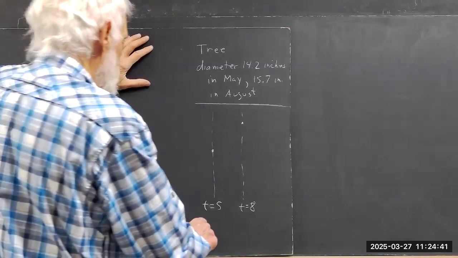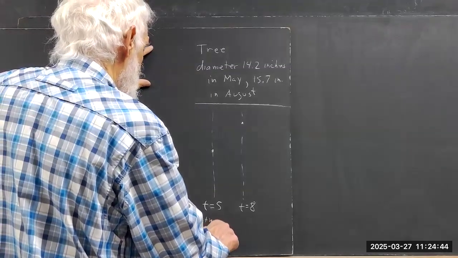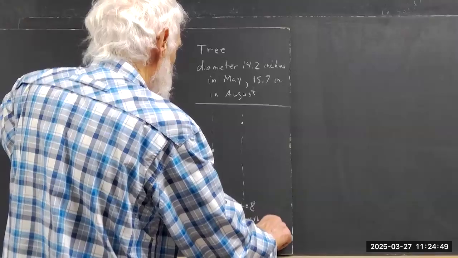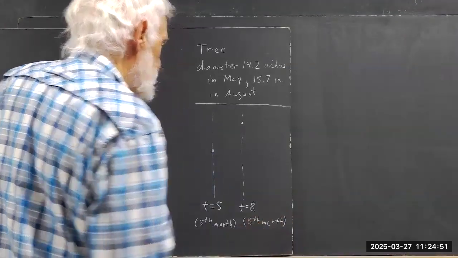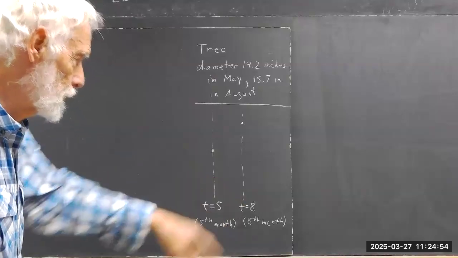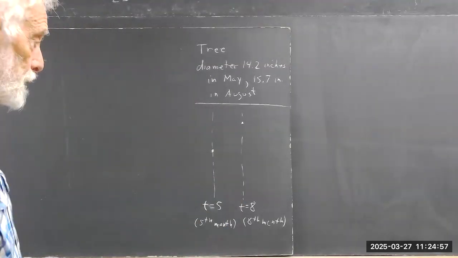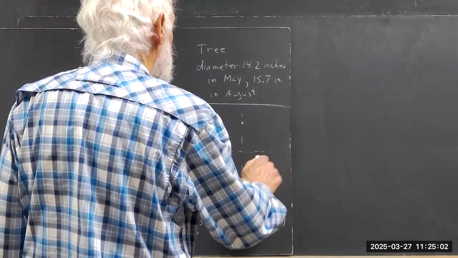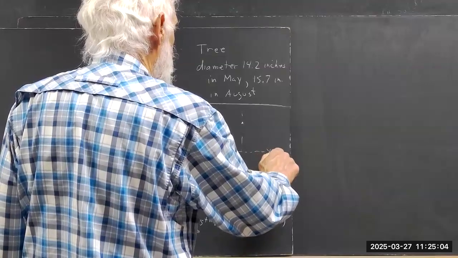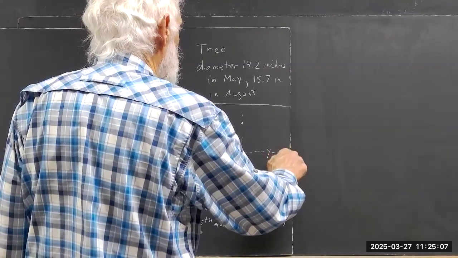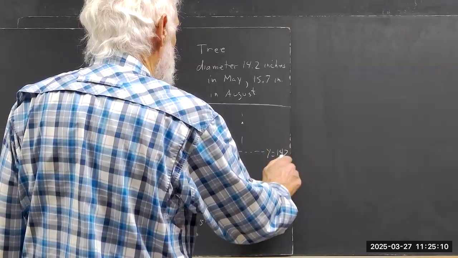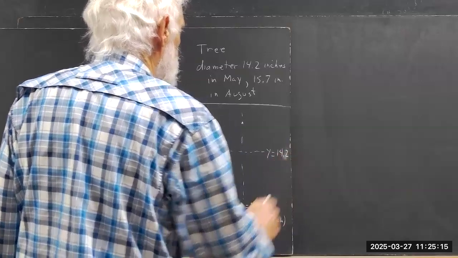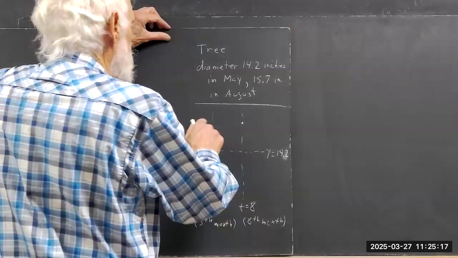So a reasonable thing to do would be label your vertical lines. T equals 5, T equals 8. And label your horizontal lines. Okay. Let y be the diameter. Y equals 14.2. Got too close to my decimal. Y equals 14.2.